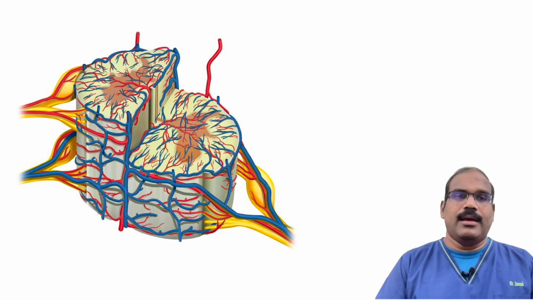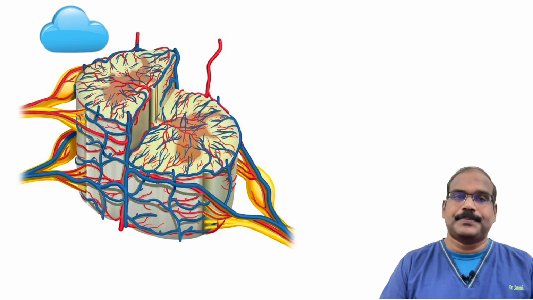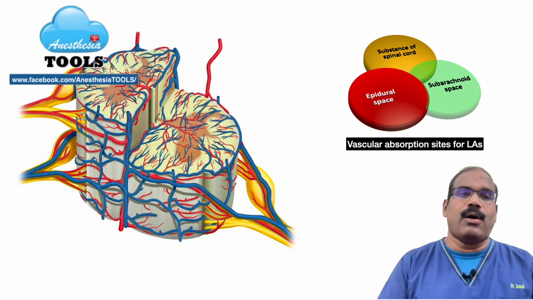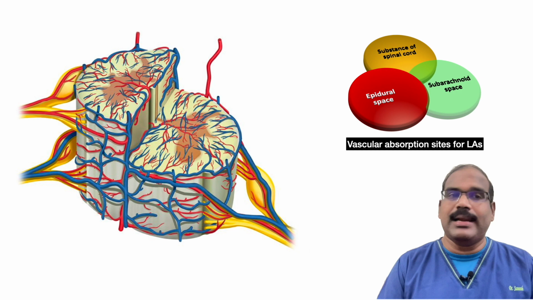Local anesthetics in CSF are also absorbed directly from the CSF by vessels in the subarachnoid space, especially vessels in the pia mater. Local anesthetics are also absorbed by blood vessels within the substance of the cord. The rate of vascular absorption in all three areas is inversely related to lipid solubility. The more lipid soluble a local anesthetic is, the less rapidly it is absorbed into the bloodstream.